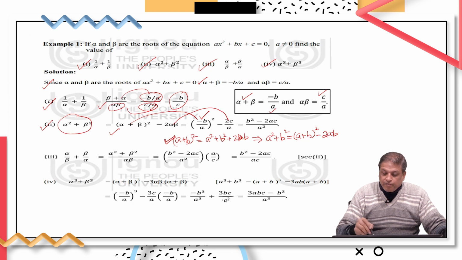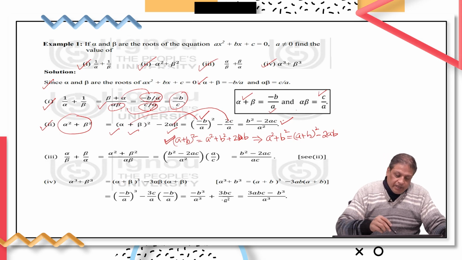Substituting the values minus b by a and c by a in this expression, and solving it, you will get the answer b square minus 2ac upon a square. I think this is very simple.